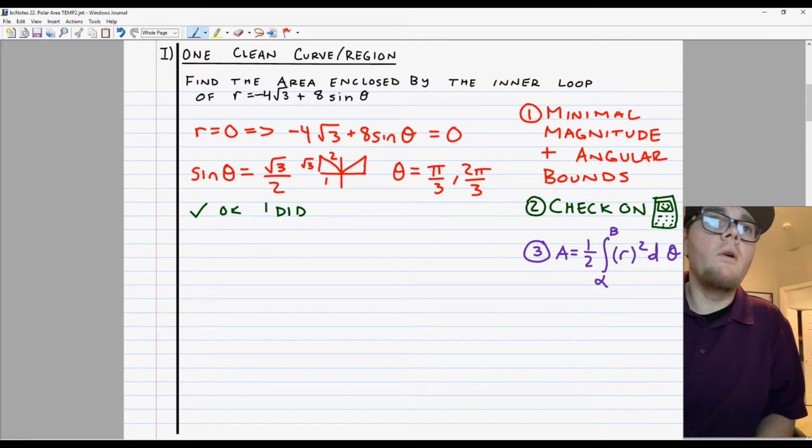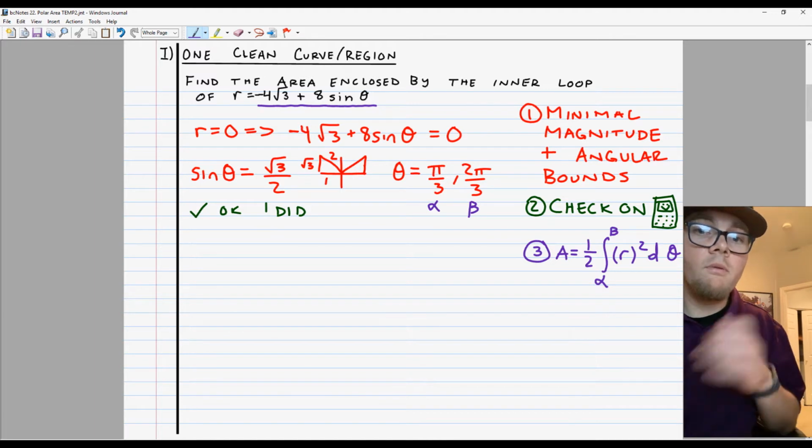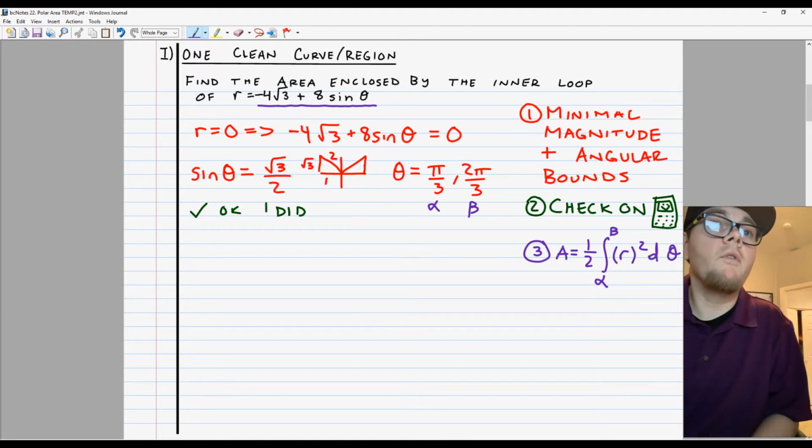So in our case, we know what r is. r is just the equation of the curve, whatever it happens to be. It's going to represent kind of our radius in this case. d theta is just to allow it to change with respect to theta. And then alpha and beta are exactly what we just found, the minimum magnitude angular bounds. We're figuring out for what angles we have the region we're looking for. So in our case, we can set up an integral for the actual area of this curve by doing 1/2 the integral from pi over 3 to 2 pi over 3.